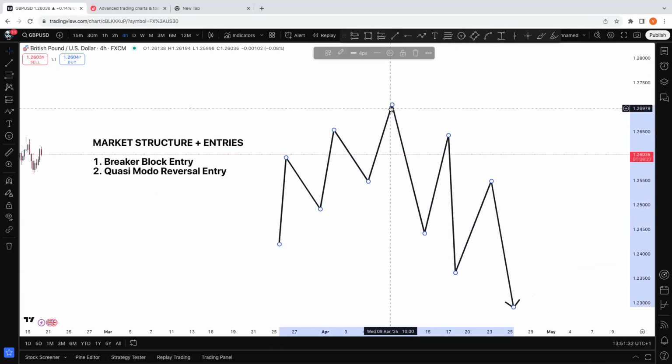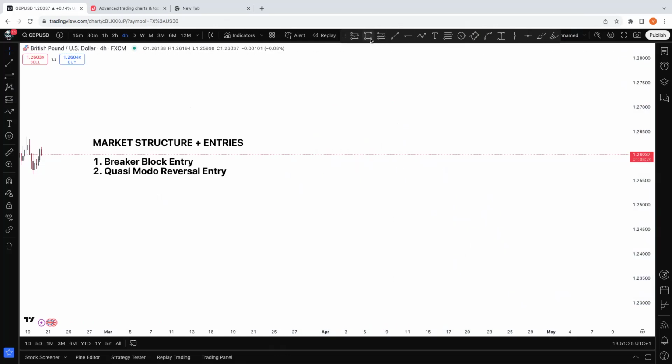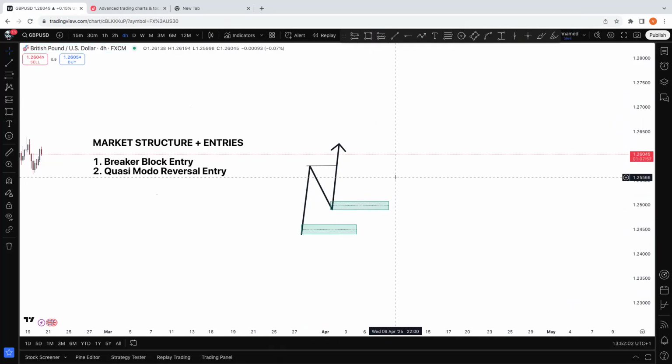So what is a breaker block? Now, a breaker block is a failed order block, right? Let's say we have price going up this way. You're going to agree with me that this zone right here is the order block that was responsible for this push to the upside. And now we have a change of character here, right? And you're also going to agree with me that an order block also was responsible for this as well, right?